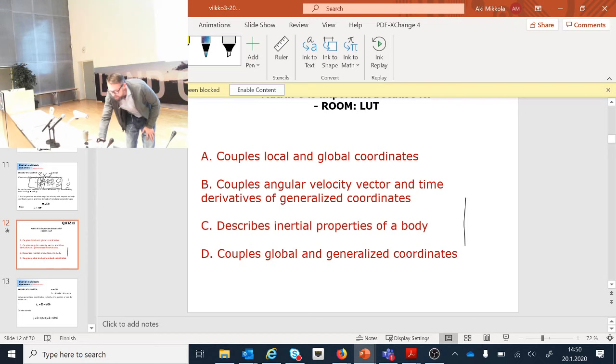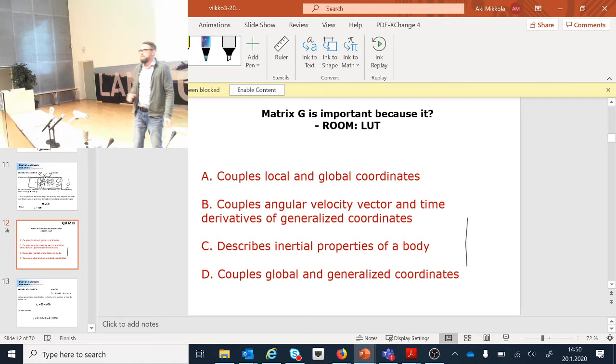Matrix G. This G-woman is important because it couples local and global coordinates. It couples the angular velocity vector and derivatives of generalized coordinates. It describes the inertia properties of the body. It couples global and generalized coordinates. Which is correct?